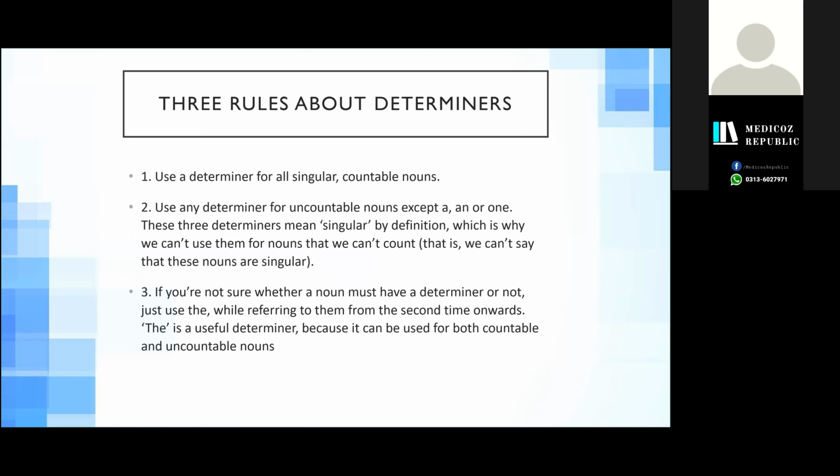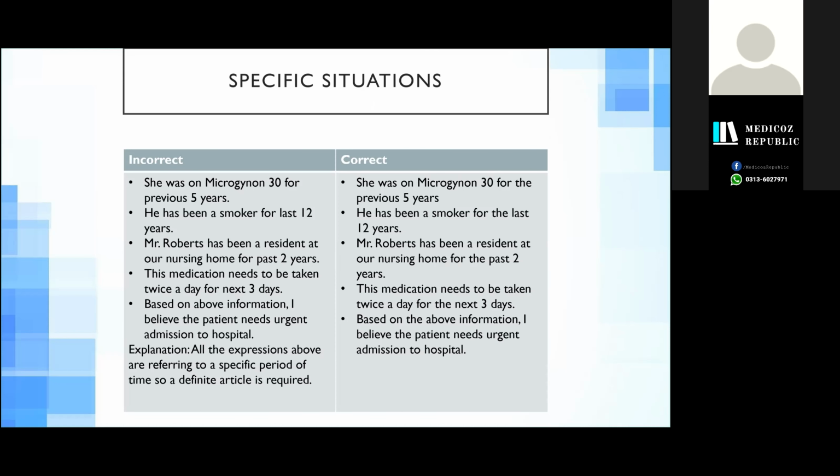Okay. Some specific situations. The definite article is used when referring to something specific. The same thing when we are talking about the, it is very important to include this article to signify that the information we are talking about is very specific.